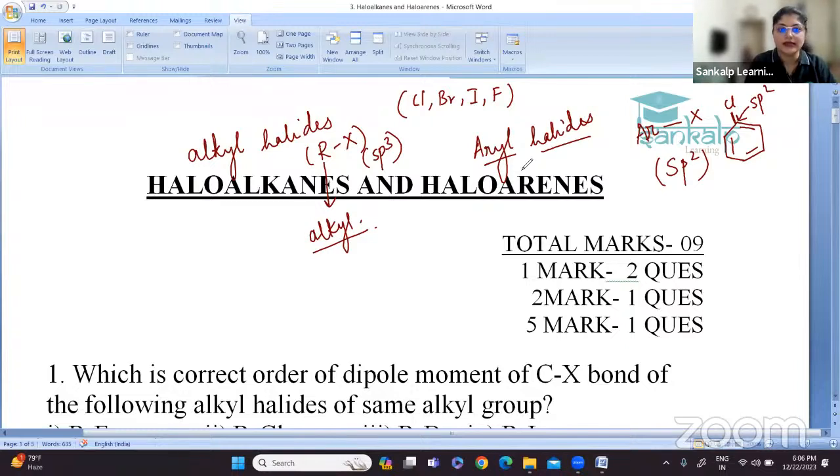Yes, students, is the definition clear about what are haloalkanes and what are haloarenes?